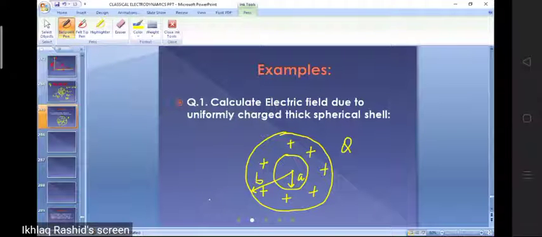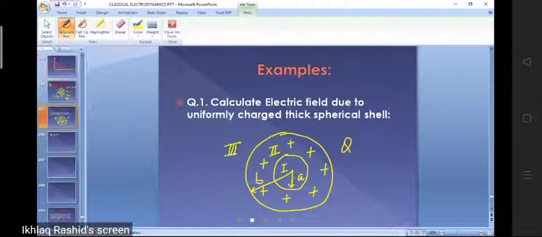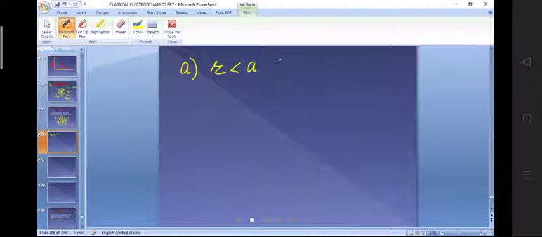And we are supposed to calculate the electrostatic field in three different regions: this region number first, this region number second, and then this region number third. Part A: let's calculate the electrostatic field in the region where small r is less than A, that is region number first. Now since there is no charge inside, if you assume a Gaussian surface here, the charge enclosed by the Gaussian surface will be equal to 0, and hence the electrostatic field will be simply equal to 0. So for small r less than A, electrostatic field is simply equal to 0.